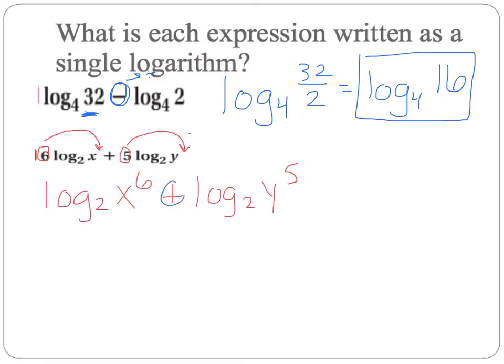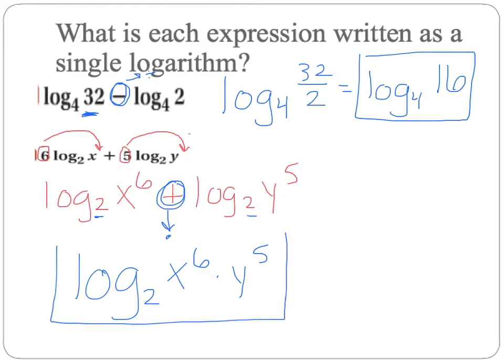And then I have adding. Well, if I'm adding, if I want to condense, that's going to change to multiplying. And you can only combine if you have the same bases, and here we do. So I have a log base 2, again, that doesn't change. Whatever number is written first can be written first times y to the 5th, and this would be my final answer right here.